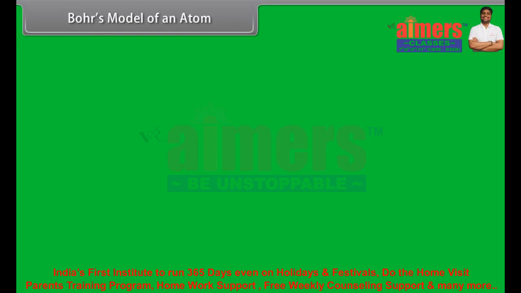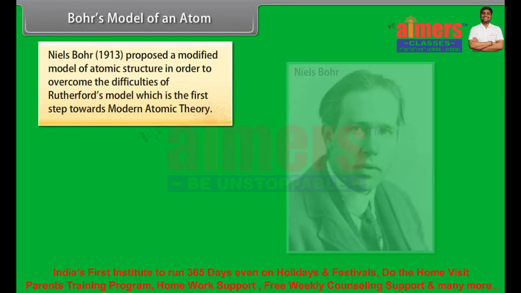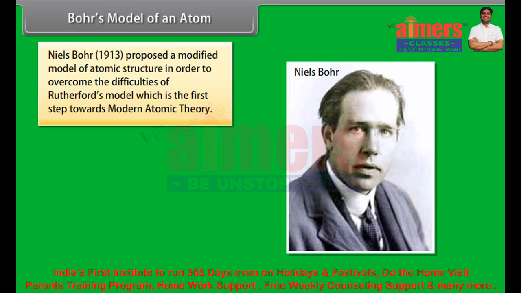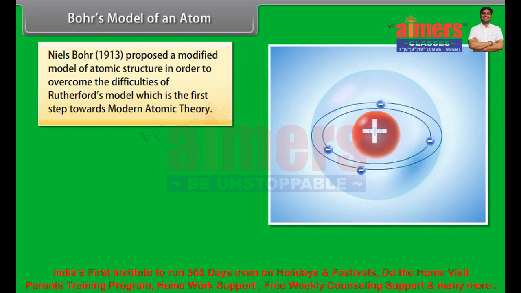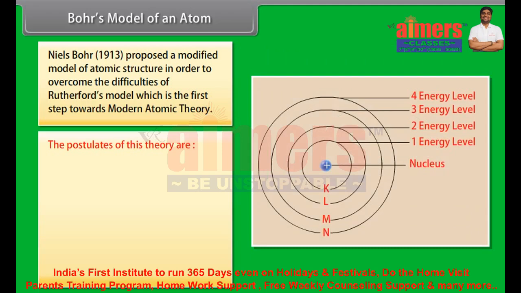Bohr's model of an atom. Niels Bohr, 1913, proposed a modified model of atomic structure in order to overcome the difficulties of Rutherford's model, which is the first step towards modern atomic theory. The postulates of this theory are: 1.